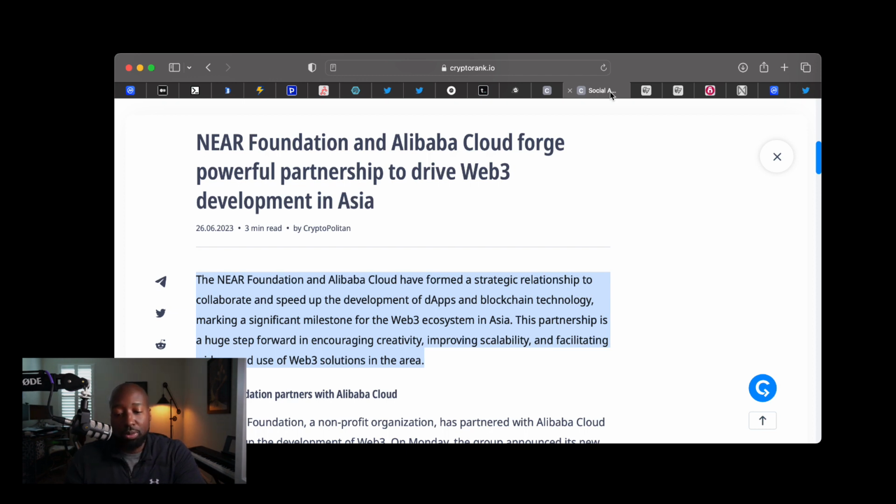Basically, they formed a strategic relationship to collaborate and speed up the development of dApps and blockchain technology, marking a significant milestone for the Web3 ecosystem in Asia. This partnership is a huge step forward in encouraging creativity, improving scalability, and facilitating widespread use of Web3 solutions in the area. Now we know China just eased up their restrictions on cryptocurrency. I believe NEAR is one of the accepted ones there. So as soon as China starts opening up and you start seeing activity and that money flowing into crypto, NEAR will definitely be a beneficiary of that, especially with this Alibaba partnership.